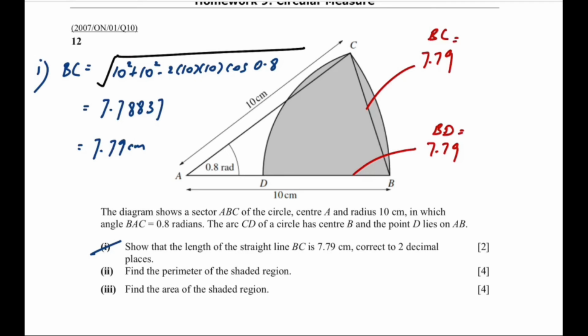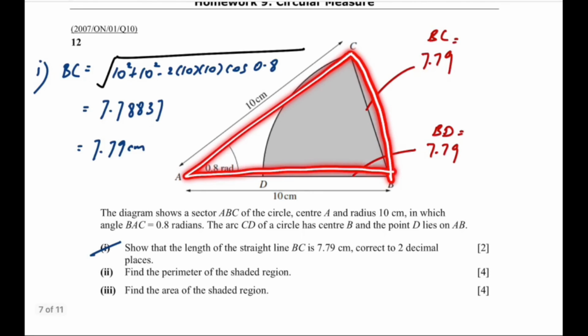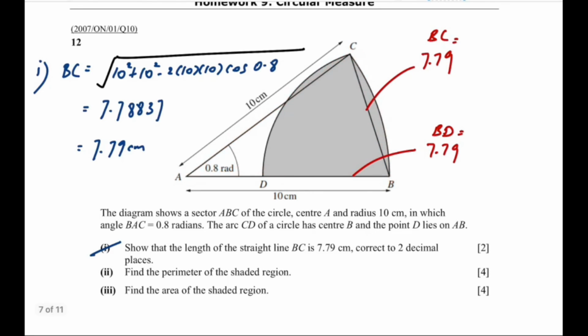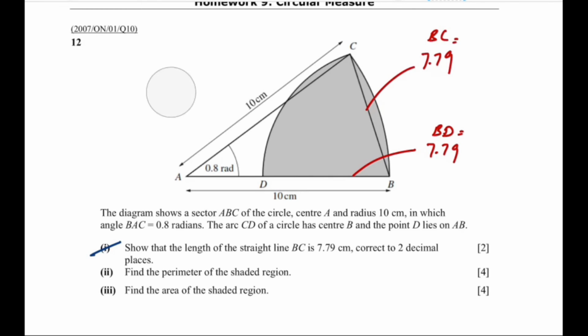Find the perimeter of the shaded region. First we need arc BC. To know arc BC, you refer to this sector. Arc BC is r theta, where r is 10 and theta is 0.8. So arc BC will be 8 cm.